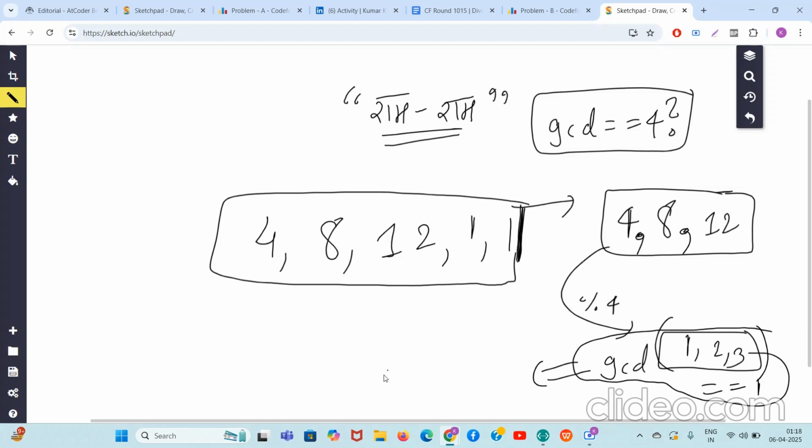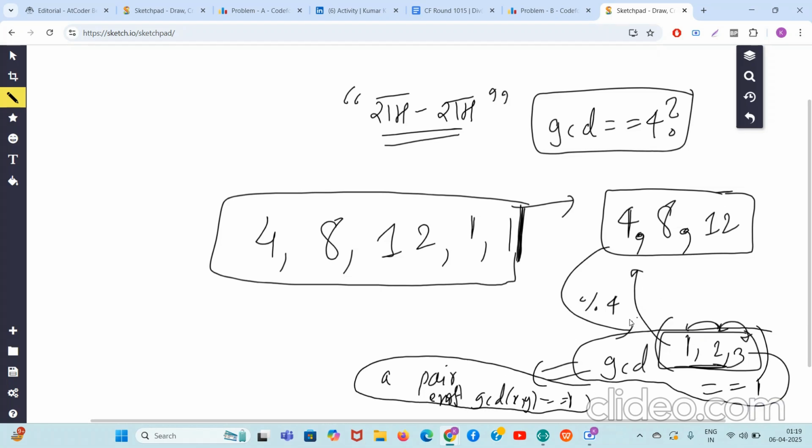It means a pair exists in this sequence whose GCD of x, y is equal to 1, and which is true. For example, if you pick up 2, 3, its GCD is 1. You pick up 1, 2, its GCD is 1. So a pair exists in this sequence whose GCD is 1. Now do the reverse process, multiply by 4. A pair exists here whose GCD is 1. So multiplied by 4, it means a pair exists here whose GCD of x, y is 4. So yes, a pair exists whose GCD is 4.